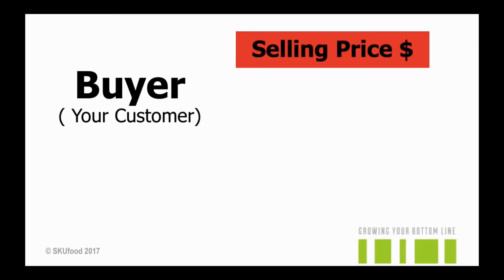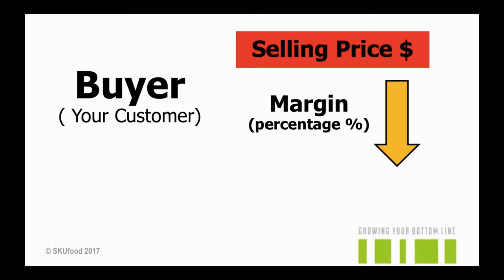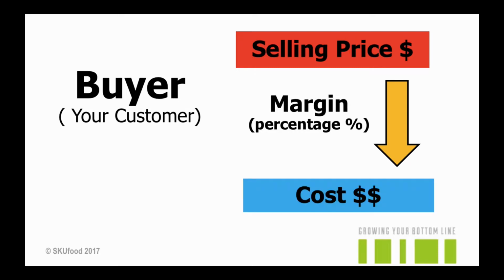Now let's look at the buyer or your customer. The buyer knows what the product is going to sell for in the marketplace, so they focus on the selling price. They know the margin or the percent of margin that they need to be successful. So this helps them determine the cost that they can pay for a product. When they know what it's going to sell for in the marketplace and they know the margin that they have to get, then they know the cost that they're prepared to pay their supplier for that product.